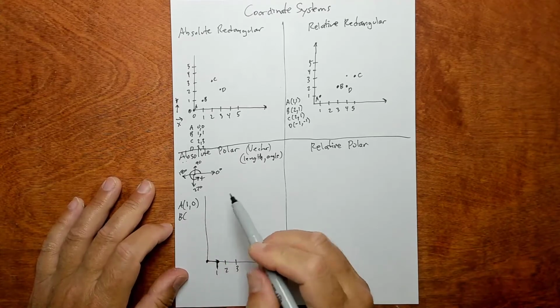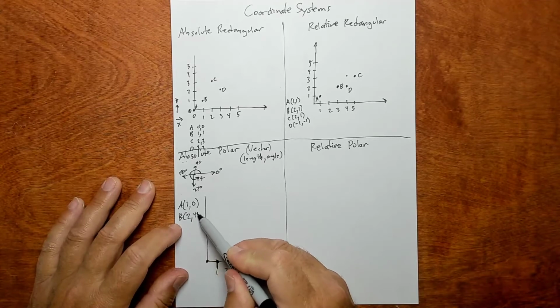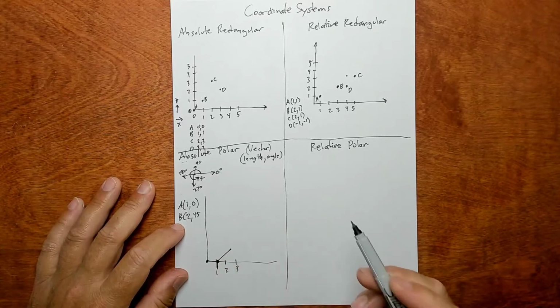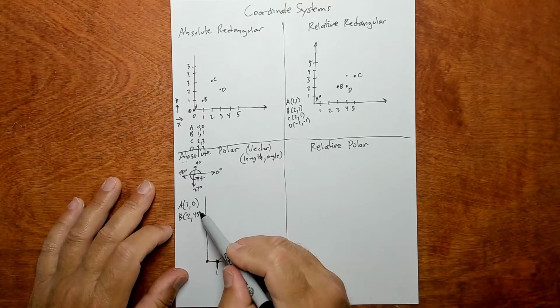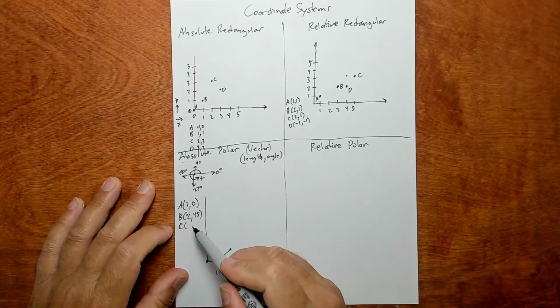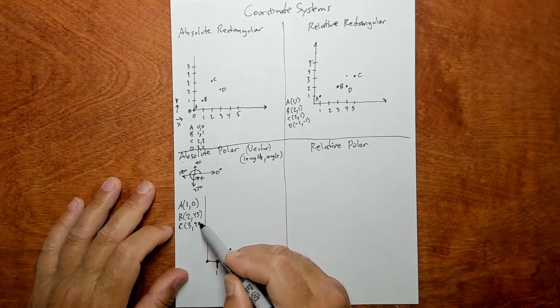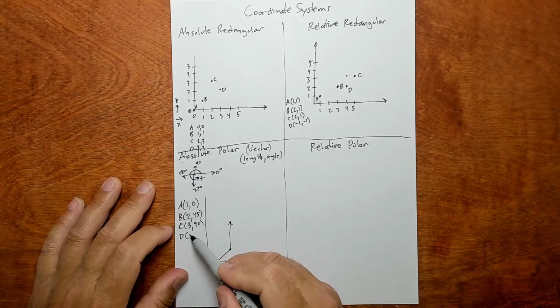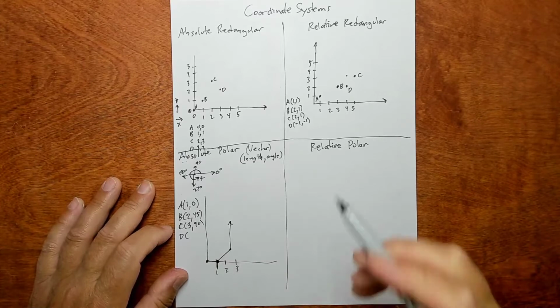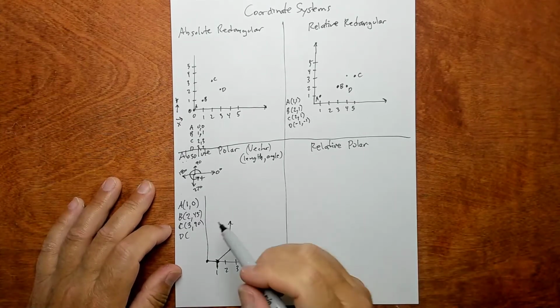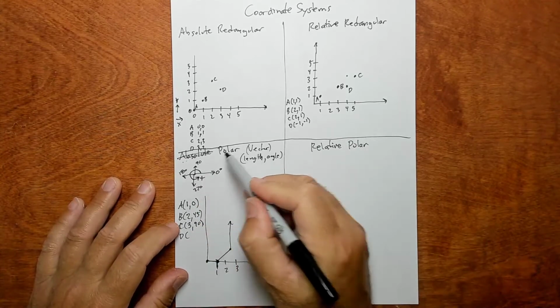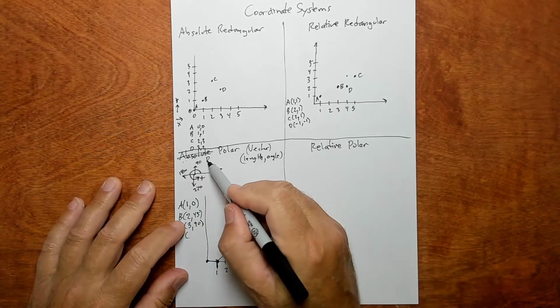Then let's say now we're going to go 2 with an angle of 45. So we'd go a length of 2 and an angle of 45, out to here. Then let's go a length of 3 and an angle of 90, and you'd go up 3. Oh, wait a minute, I'm doing relative polar here. Yeah, whoops, sorry about that. This is relative polar now.